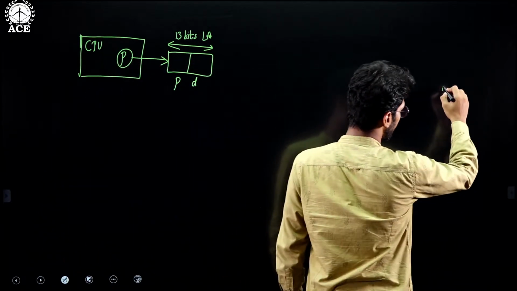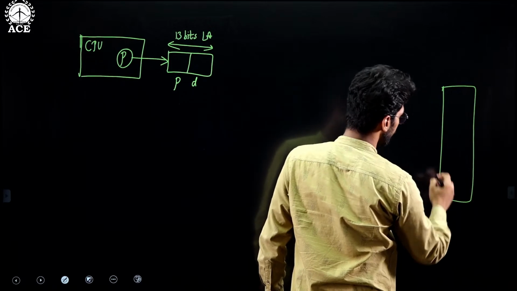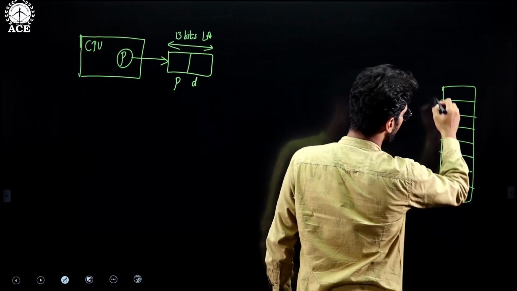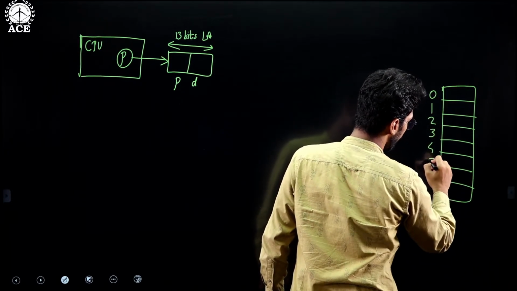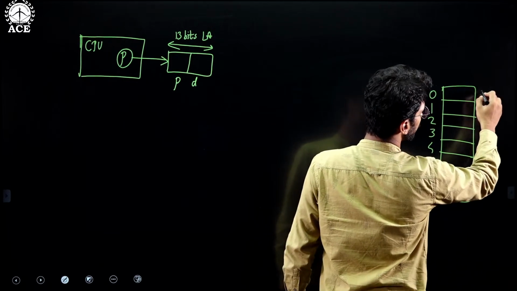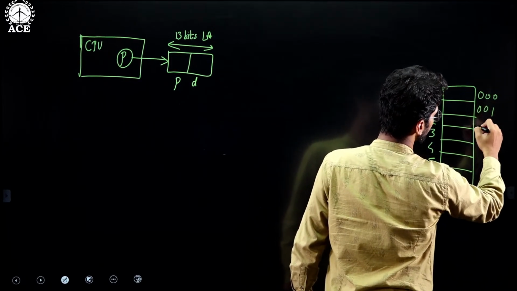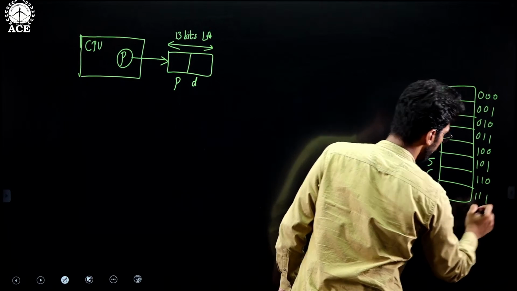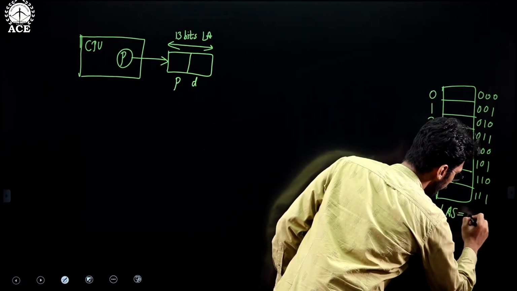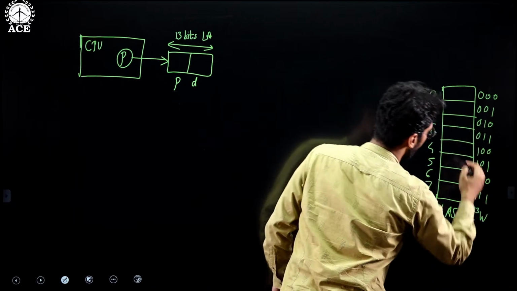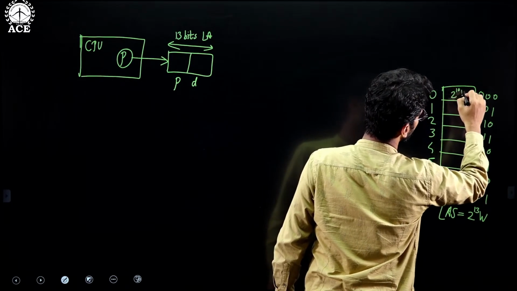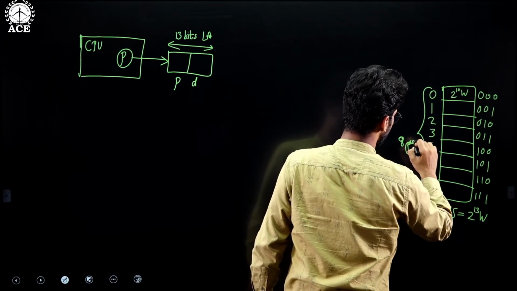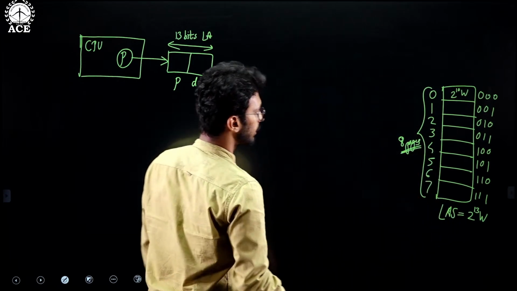Now let's say D is okay. We got this one, isn't it? I'll just draw fastly. 8 pages we got: 1, 2, 3, 4, 5, 6, 7, 8. 0 to 7. 0 means what? 0, 0, 0. 0, 0, 1, 0, 1, 0, 0, 1, 1, 1, 0, 0, 1, 0, 1, 1, 1, 0, 1, 1, 1. Done. This is logical address space which was of 2 raised to 13 words, and this is of 2 raised to 10 words, and number of pages we got is 8 pages.